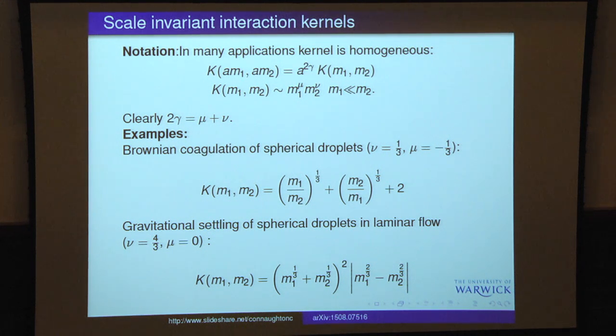Does it mean that the kernels diverge? When mu is equal to minus 1/3, the kernel diverges when M1 goes to 0. Is it indeed what you assume? That's true. But M1, yeah.